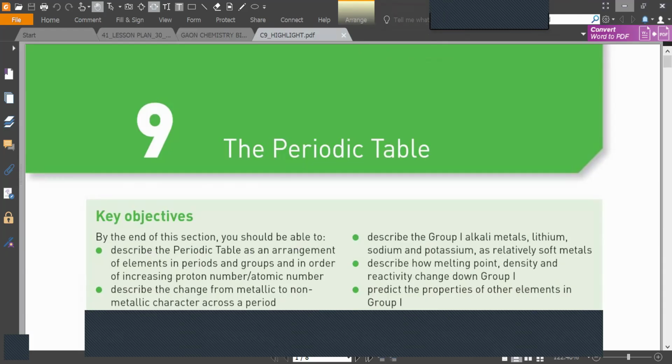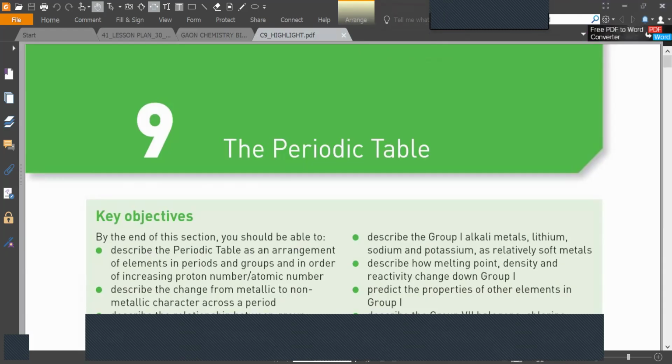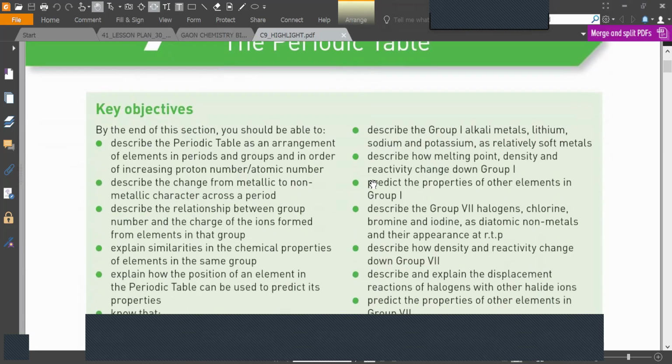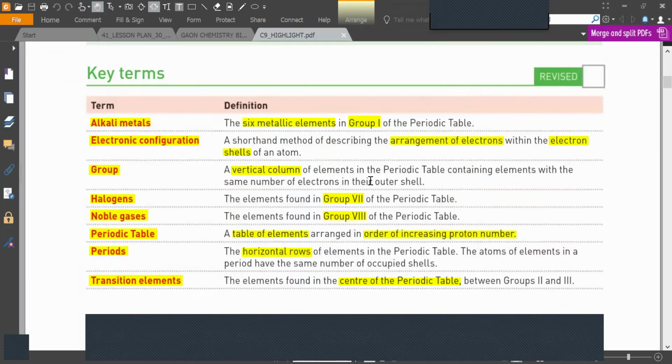Periodic table. In this topic, we will look at the trends in the periodic table. Basically the periodic table can give us a lot of information about the reactions that can happen for different elements. By looking at the periodic table, we can predict what kind of reactions will happen. So it's useful to understand that. Let's look at some terms.